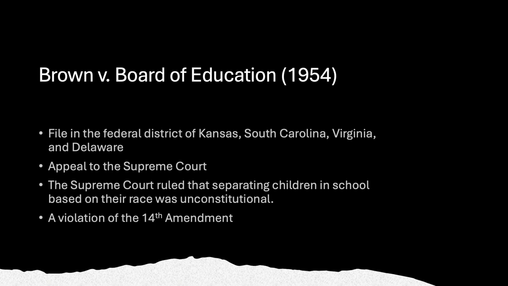The Supreme Court decided to hear this case because other citizens in different places were confronting the same issue of segregation in school. The other states were South Carolina, Virginia, and Delaware. So in the end, the Supreme Court ruled that separating children in school based on race was unconstitutional and a violation of the 14th Amendment.